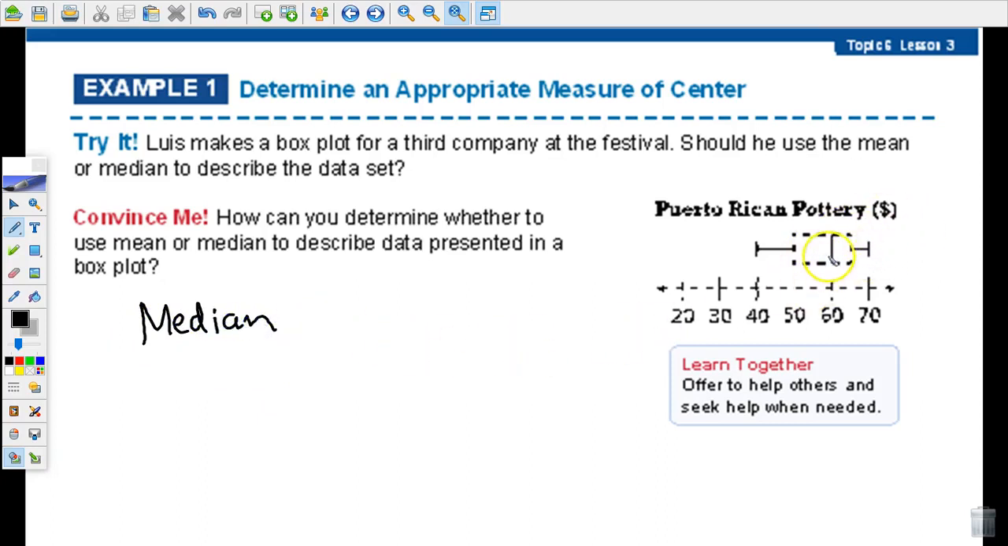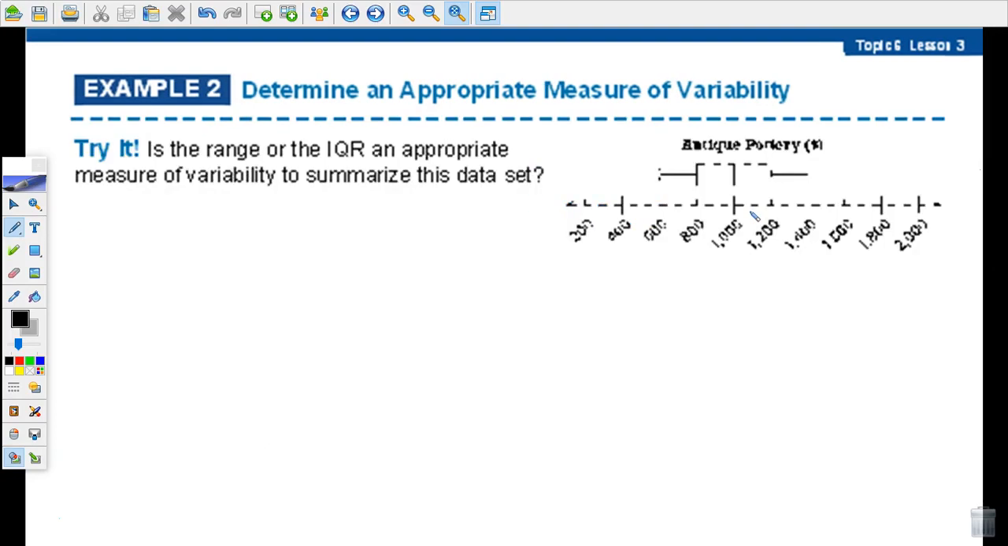So we should use the median because the data, the info is skewed to the right. So the median right in there is more representative of the actual info. Okay? They don't give us any numbers, but this box plot should do it. It's too far skewed to the right, so the median would give a better representation. Okay? Let's look at example two.